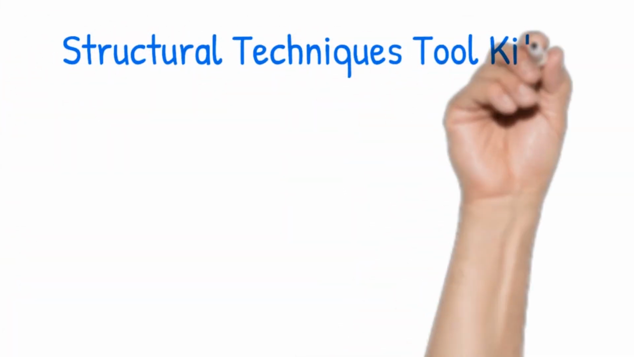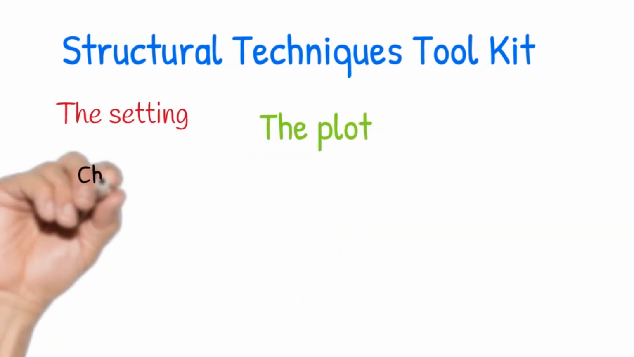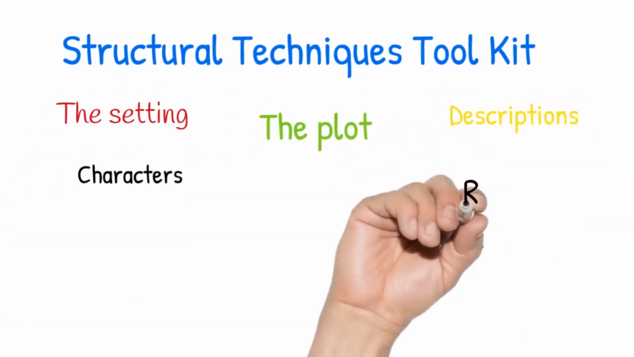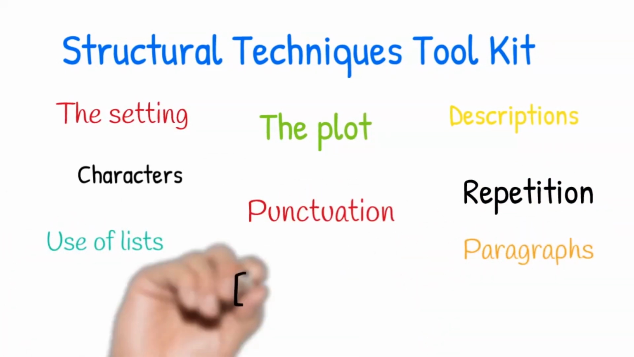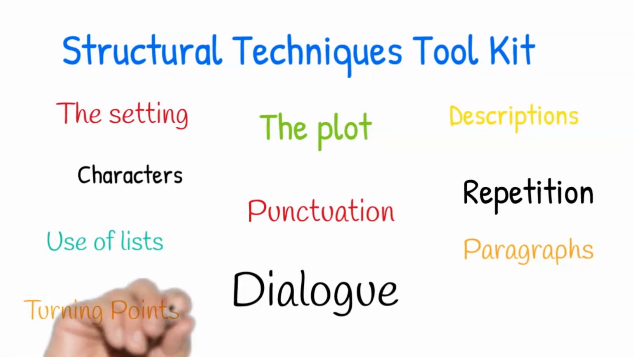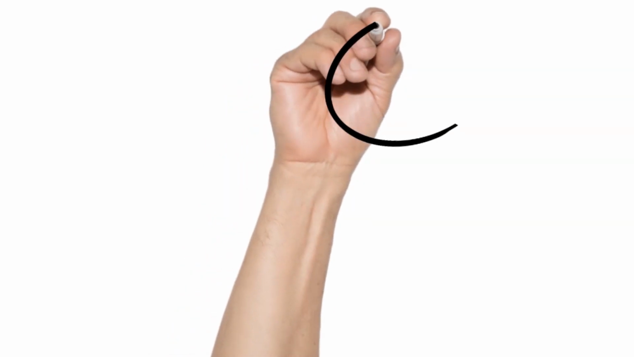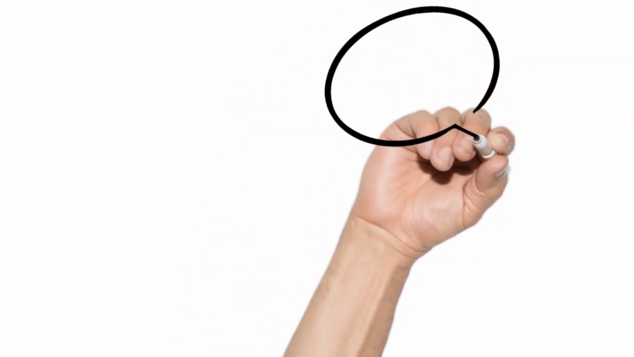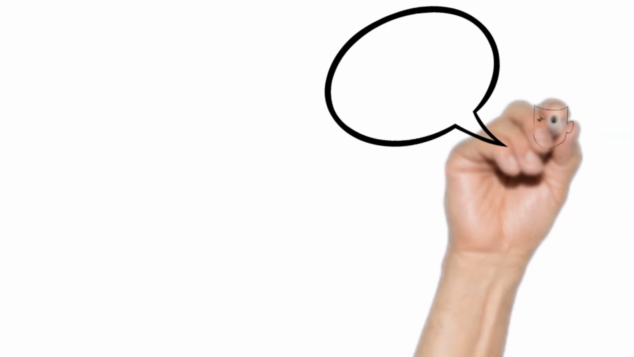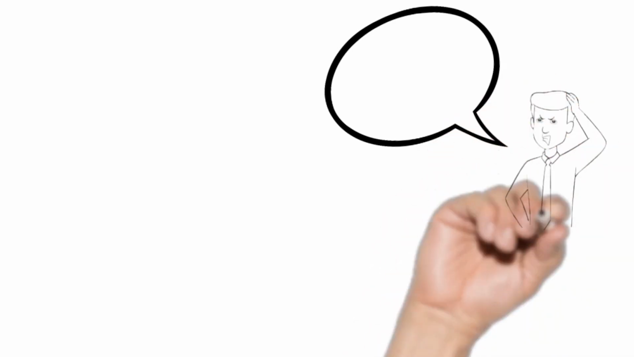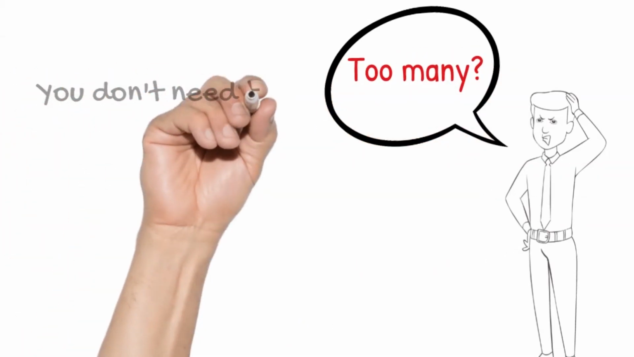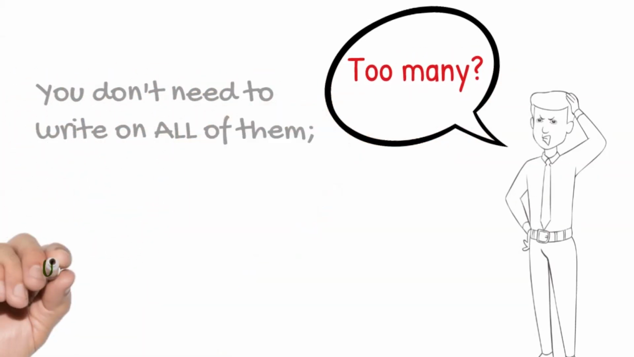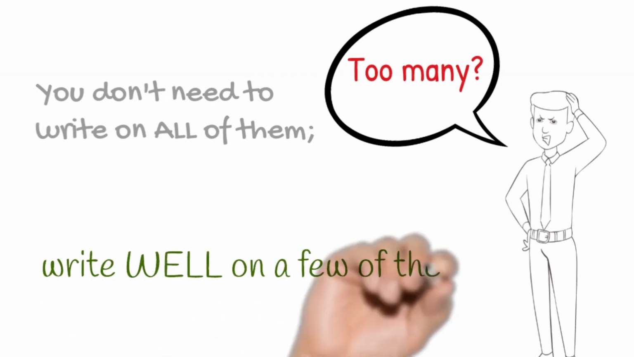Some of the structural techniques you need in your toolkit include the setting, plot, characters, description, use of repetition, use of lists, punctuation is key, paragraphing, dialogue, turning points, and foreshadowing. At this point, I am quite certain you are wondering and getting a little frustrated, scratching your head, and the question playing in your mind is, well, those are too many. Here is the good news. You don't need to write on all of them. You just need to write well on a few of them.